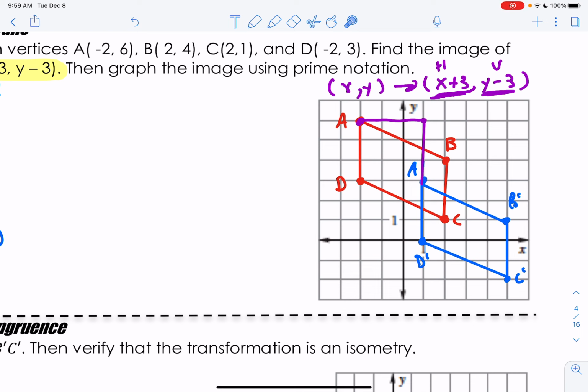Had this been a plus 3, it would have moved up. All right, so we can tell where this is going to go just based on what the rule looks like. So X represents a horizontal shift. Positive is to the right. Negative is going to be to the left. And then Y represents a vertical shift. Positive is going to go up, and then negative is going to go down.